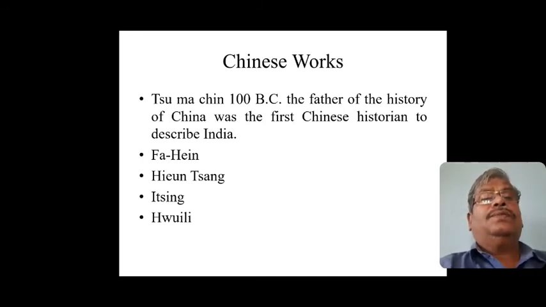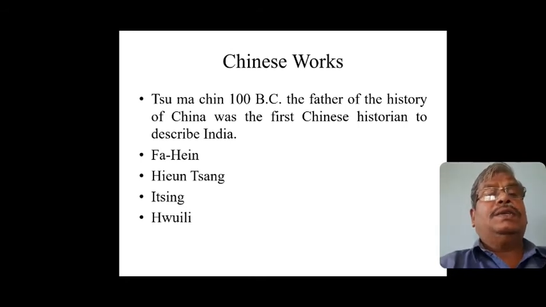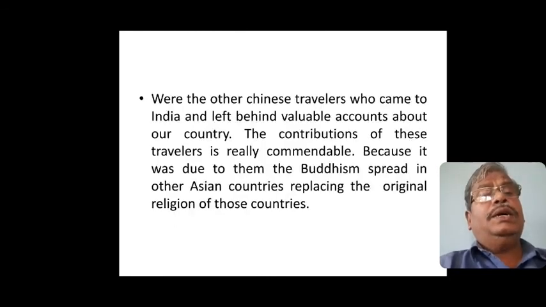Sima Qian, who lived in 100 BC and is called the father of the history of China, was the first Chinese historian who mentioned India in his book. Based on his information, later travelers came in thousands, but among them only a few have left behind their travel accounts. They were Faxian, Xuanzang, Yijing, and Huili. They came to India during the Gupta period, and they left a valuable account about our country in the form of travel accounts.